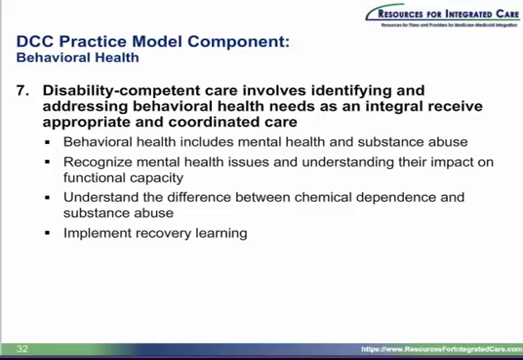Lastly, the seventh pillar is focused on identifying and addressing behavioral health needs and is considered an integral component of comprehensive disability competent care. Included in this pillar are mental health issues and their impact on the participant, substance abuse, and chemical dependency.